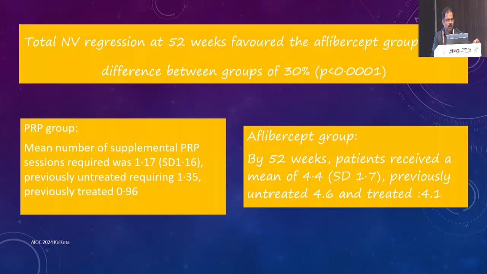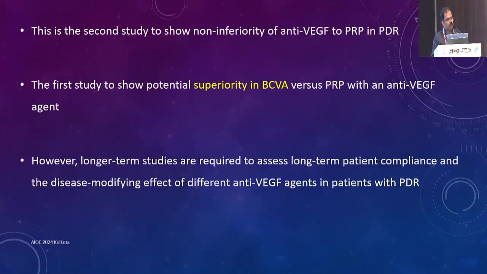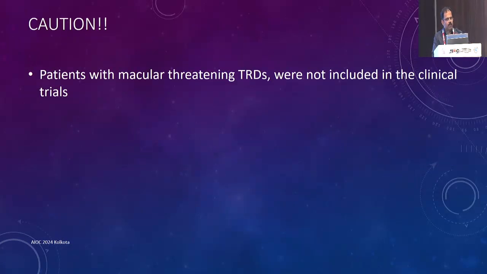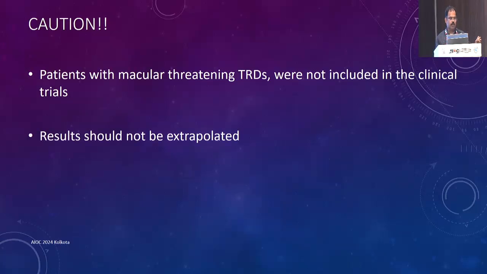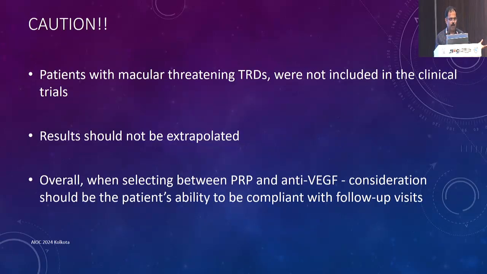So total regression. In the PRP group, the number of supplemental PRP lasers required was 1.17. And in the aflibercept group, by 52 weeks, patients received 4.4 injections, and that was it. This also showed that there was superiority of BCVA as against PRP alone. But it's a 1-year study. Now, in patients with macular-threatening TRDs, or where there is traction, injections can worsen the traction. So you cannot extrapolate this to all proliferative diabetic retinopathies.